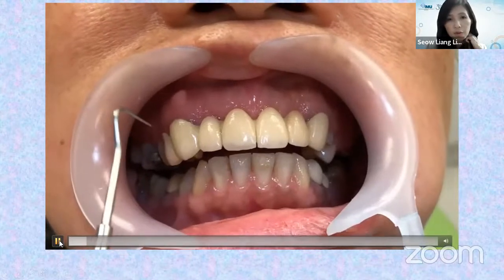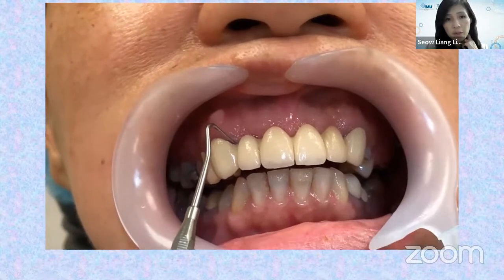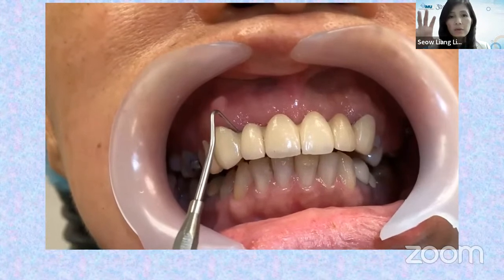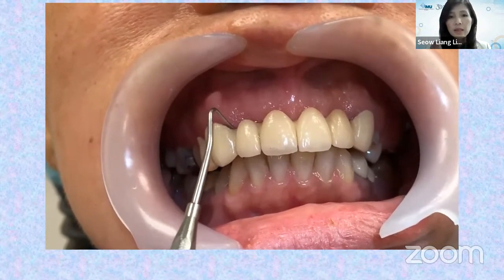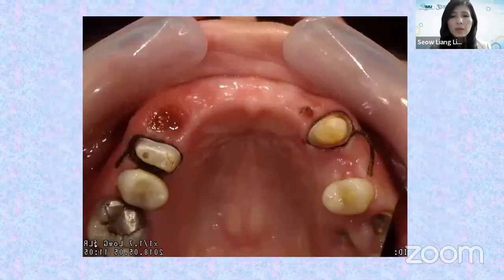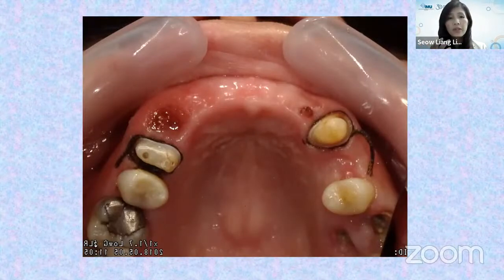So this is a video of the shaky bridge. You can see that the bridge is actually moving. You can see the bubble from the saliva is moving too. So we remove the bridge, and unfortunately, the 1-3 is beyond salvageable. So we can't really save it.